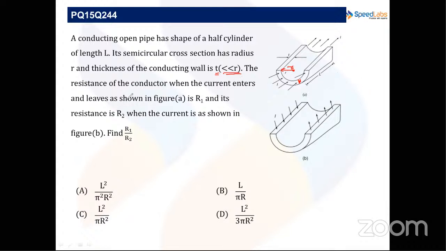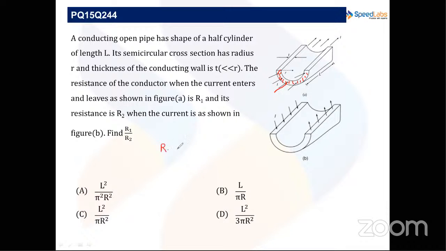The resistance of the conductor when the current enters and leaves as shown in figure A is R1, and resistance is R2 when the current flows as shown in figure B. So you need to find R1 by R2. Okay, so let us find. So here in this, current is entering through this cross section and current is coming out from the other cross section. So that resistance is R1.